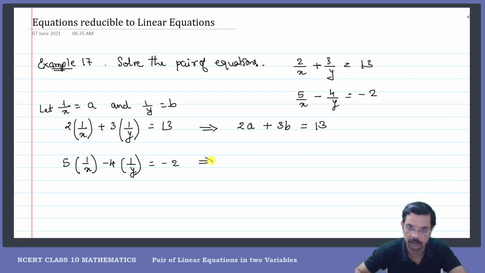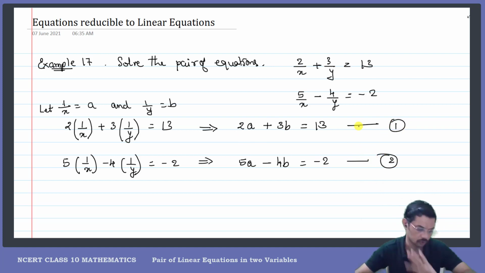Same way in this case, 5 into 1/x becomes 5a minus 4 into 1/y, which is b. So it is 4b, and that is equal to minus 2. Now you can eliminate these two. These are the two required linear equations which you know how to solve. You can solve using elimination or anything.